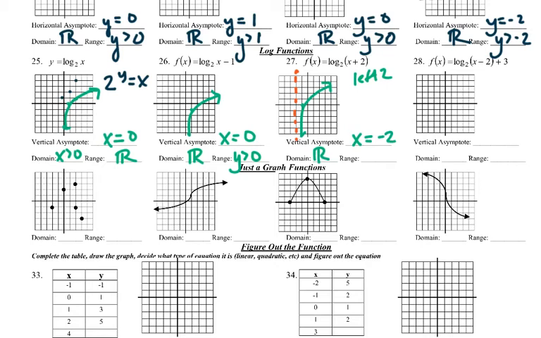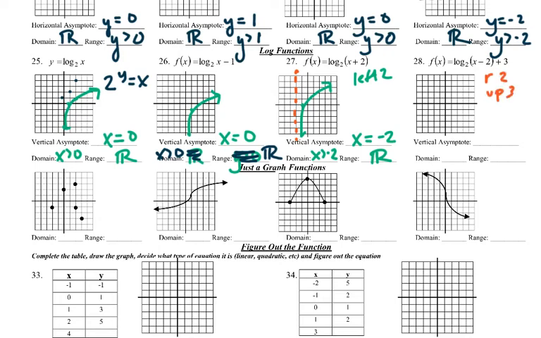The range is, I just messed that up, didn't I? The domain is greater than negative 2, and the range is all real numbers. And I messed that up over here, too. This one should have been x is greater than 0, and then all real numbers. Sorry about that.